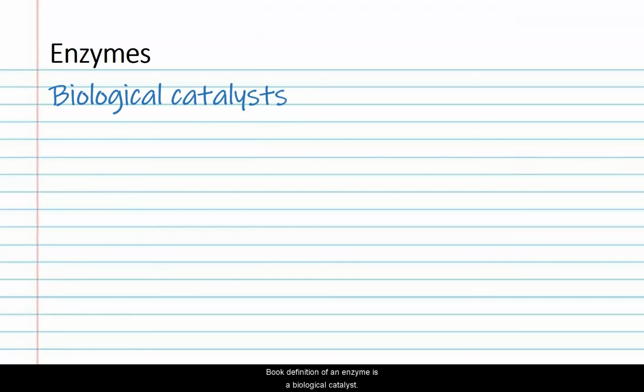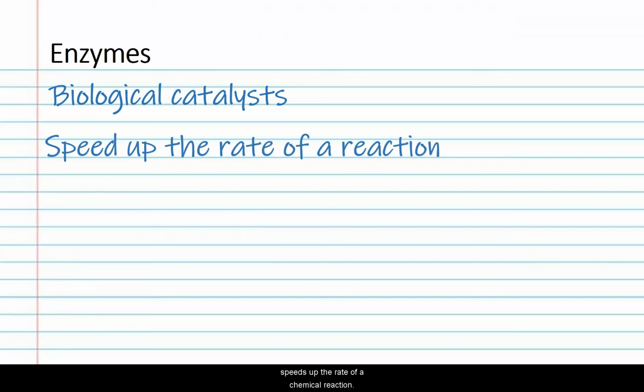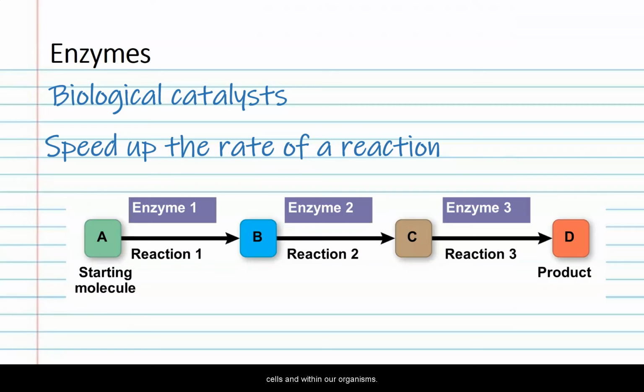So let's start with enzymes. The book definition of an enzyme is a biological catalyst. All right. What is a catalyst? Well, a catalyst is something that speeds up the rate of a chemical reaction. So enzymes are molecules that speed up the rate of a reaction within our cells and within our organisms.